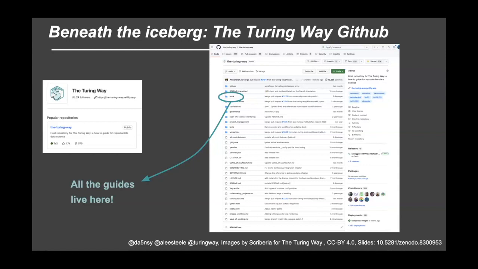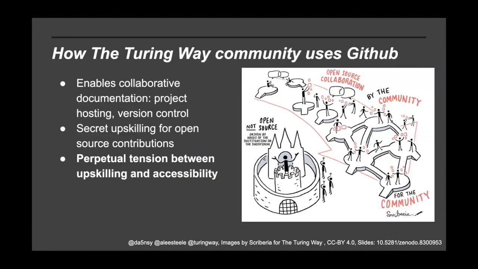And very excitingly, we recently moved to a GitHub organization, which means that perhaps some of this might be splitting off into its own sets of repositories, but we won't talk about that here. So perhaps most visibly and most obviously, we use GitHub for the Turing Way in order to collaboratively write our guides together.